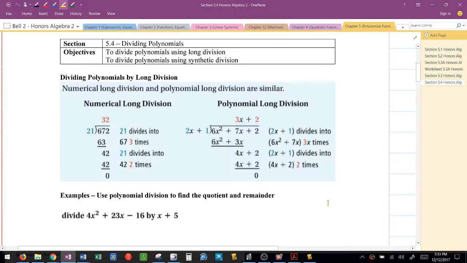What we're going to focus on in this lesson is dividing polynomials by long division. This gives you an overview of what polynomial long division works like. It's very similar to numerical long division, it's just we're dealing with a polynomial. So hopefully you can get the gist of this through the video.